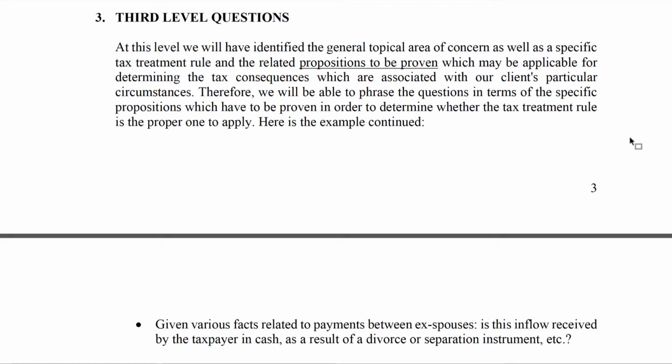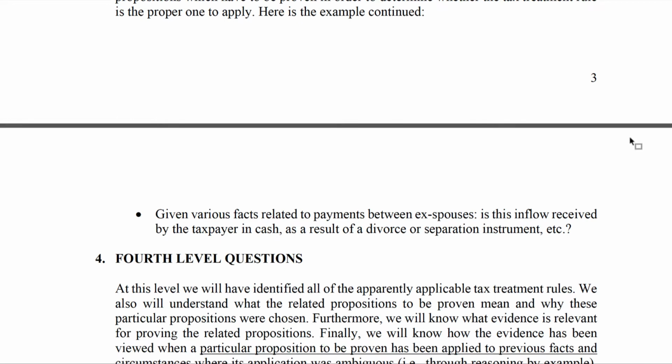So at the third level, we are now breaking out the question even further, and we're saying, given various facts related to payments between the ex-spouses or ex-partners, is the inflow received by the taxpayer in cash, which is a proposition needed to be alimony, as a result of a divorce or separation instrument. They're not members of the same household. It does end, I should say, on death or remarriage. If it does not, it's not alimony, and also we have to focus on when the actual agreement took place if there was a divorce or separation instrument. Okay, and again, there's no modifications or whatnot. So these are all propositions.